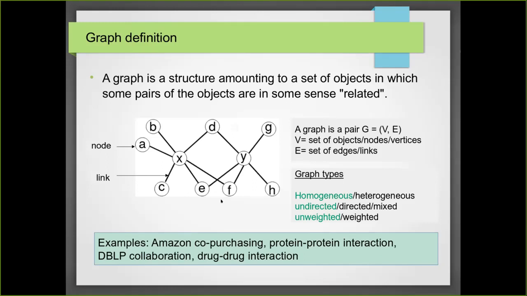Here are some examples of real-world graphs. Amazon co-purchasing, where if two persons purchase the same product, they are connected. The protein-protein interaction graph, DBLP, which is an academic collaboration graph, and also the drug-drug interaction graph.